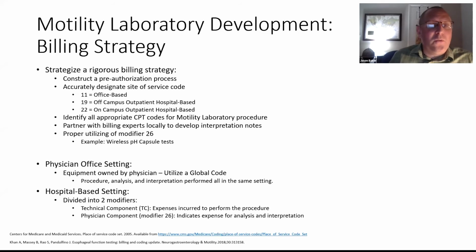The next is physician office based. Basically, there's a global fee. That's basically where the physician owns the equipment, does the analysis and interpretation, all in the same setting. Then the hospital based has 2 modifiers: the technical component, which goes to the hospital expense, and then the physician component, which is the modifier 26, basically the cost for a physician to interpret the study.